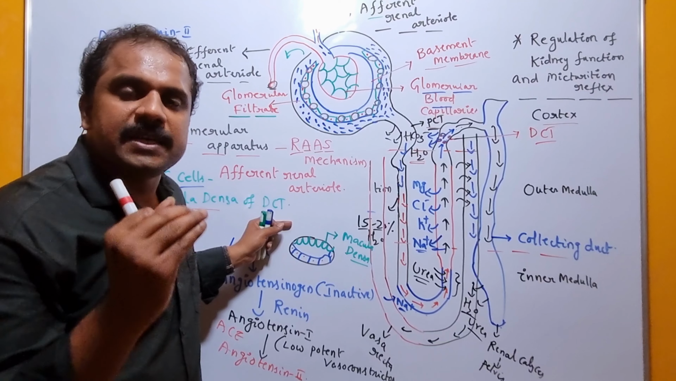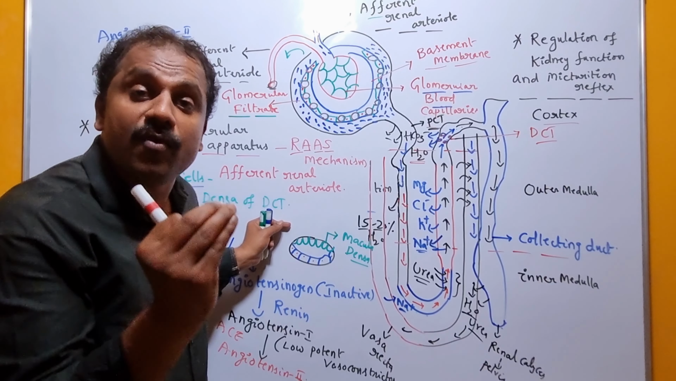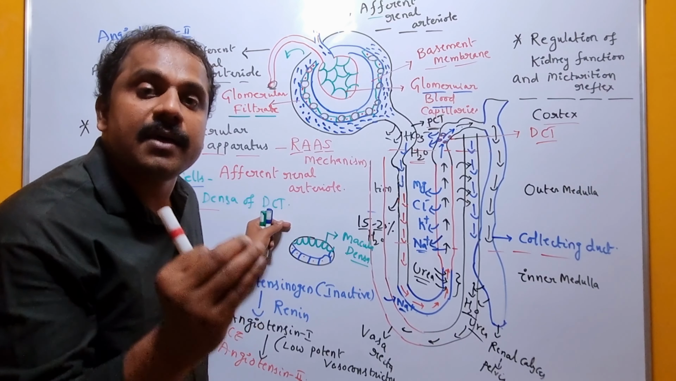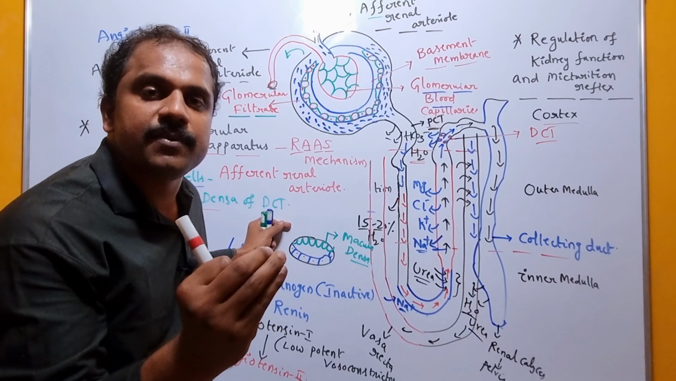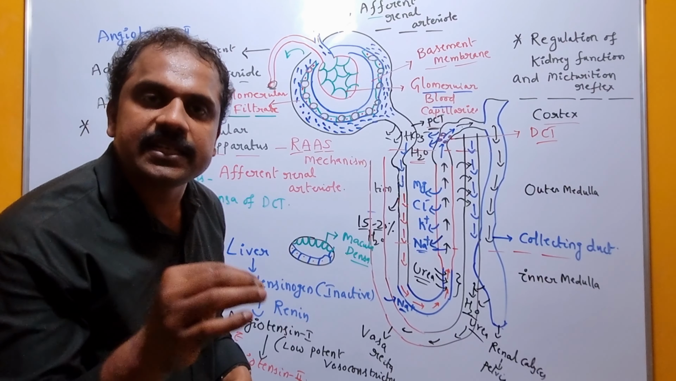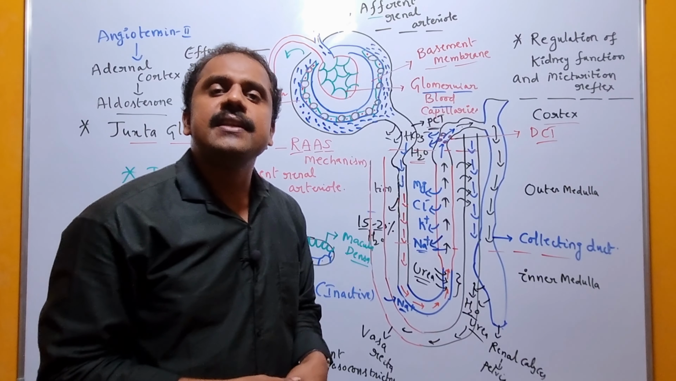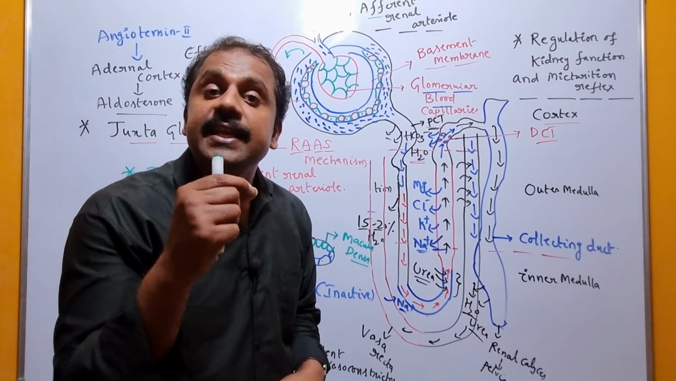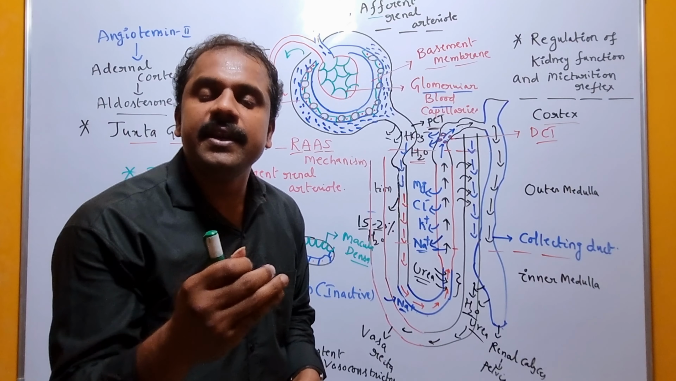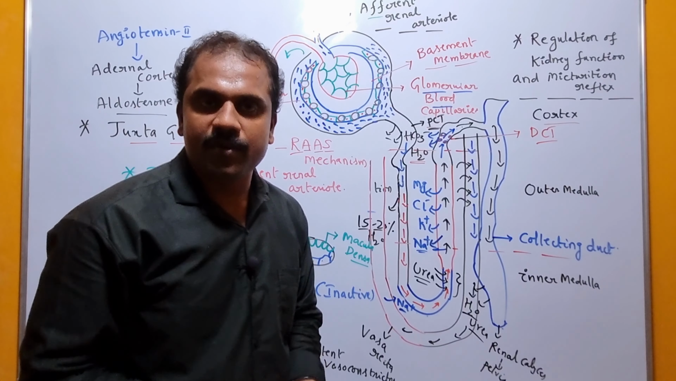Is it clear? Aldosterone is not only responsible for regulating the water reabsorption in the distal convoluted tubule, but in addition, it is also responsible for regulating the reabsorption of sodium in the distal convoluted tubule. Is it clear? So in this way, the juxtaglomerular apparatus is responsible for regulating the blood pressure, and also for regulating the water levels in the body.